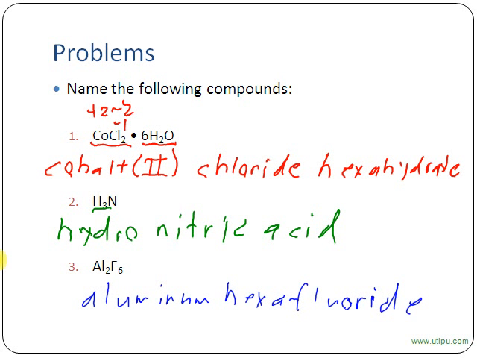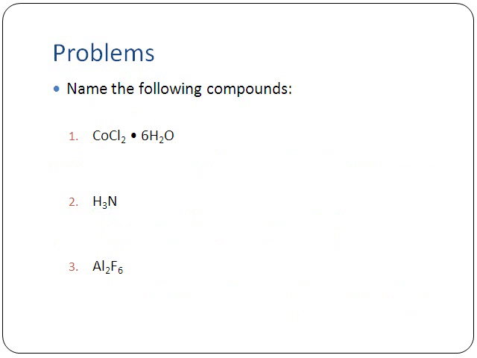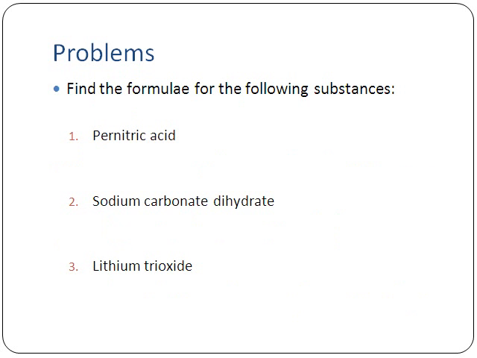What if we have to do it where we have the names and not the formulas? So find the formula for the following substances: pernitric acid. First thing, it's an acid. If it's an acid, what does that mean it starts with? We know this. Acid means hydrogen. So we know we've got a hydrogen to start this off. We can say that automatically just because it is an acid. So we've got that there.